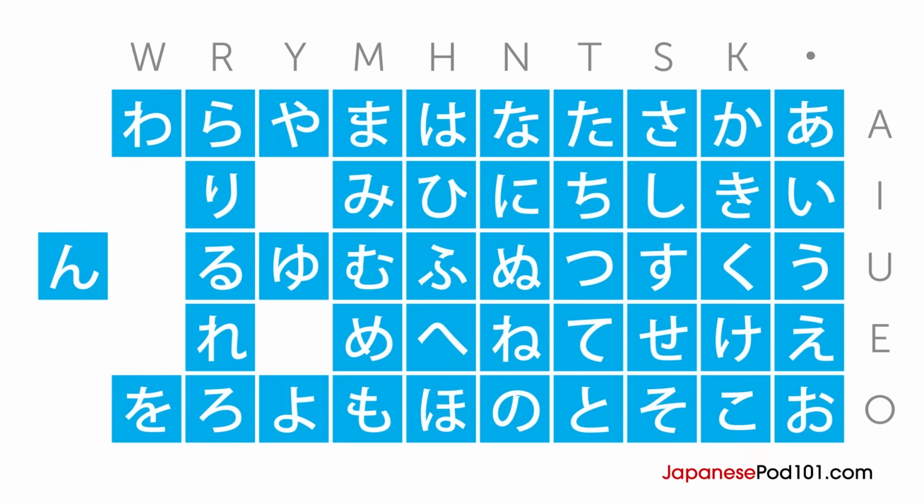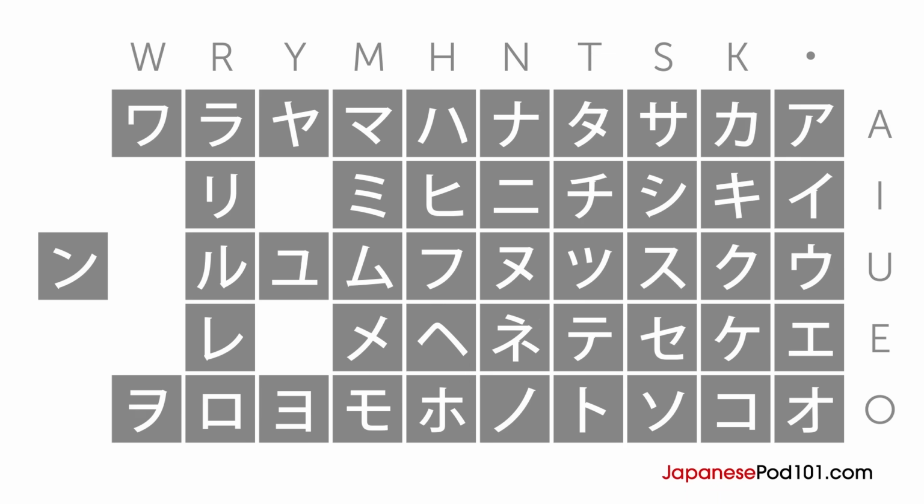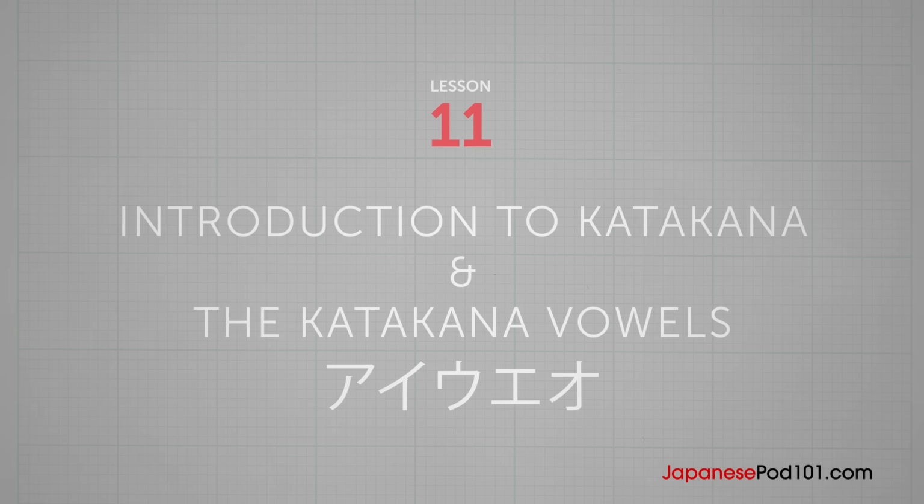You've learned all the 46 hiragana characters from the previous lessons. Now, it's time to move on to katakana. In this lesson, you learn about katakana, how it is different from hiragana, and the 5 katakana vowels.